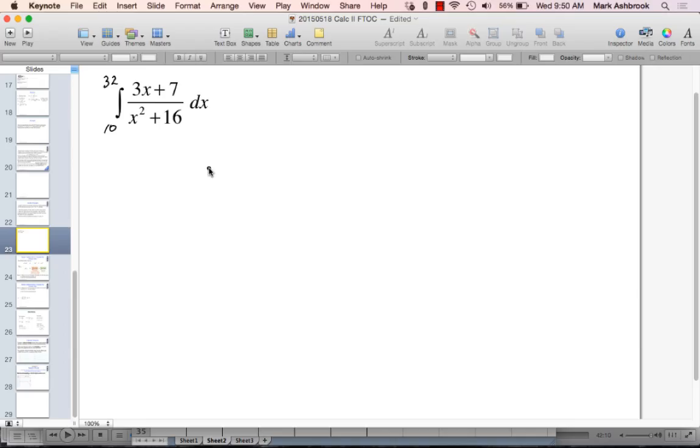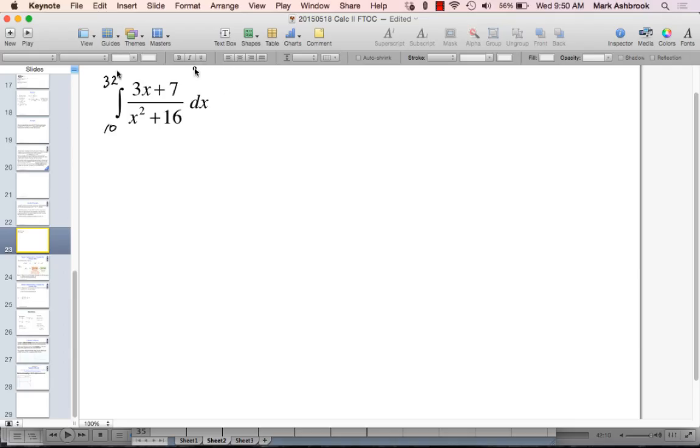So what net change is it? The 10 to 32 is as x changes from 10 to 32. So we have this one quantity x that is going to change from 10 to 32, and some other quantity is going to have a net change of this amount as x changes from 10 to 32.